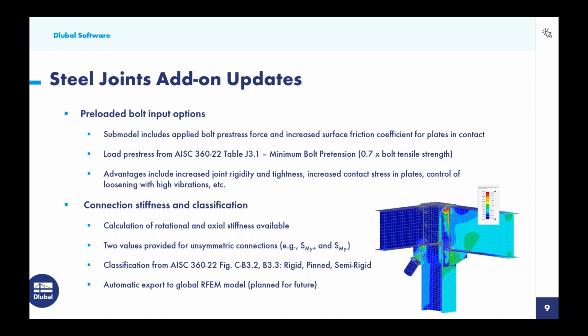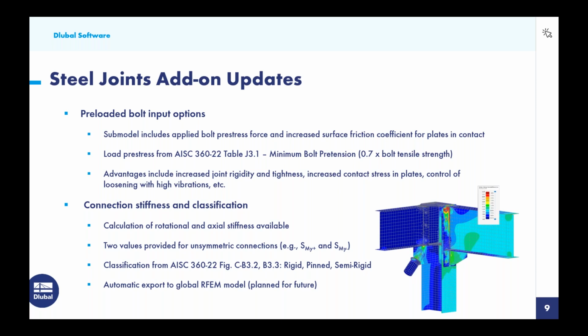We have the ability in the Steel Joints add-on to calculate the rotational and axial stiffnesses for each member that frames into that connection point. Two values for each of these are going to be provided. For example, if we take a look at the stiffness of the strong axis bending rotational moment, we will see two values here, a positive and a negative, and this is just depending on if the member is in positive bending or negative bending. Now, if we have a completely symmetric connection, these two stiffnesses would be identical.